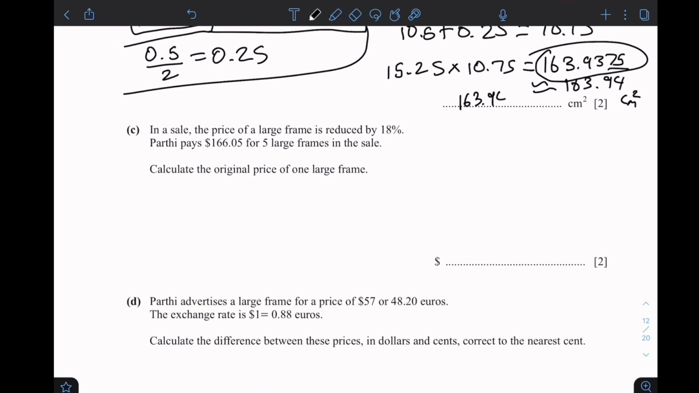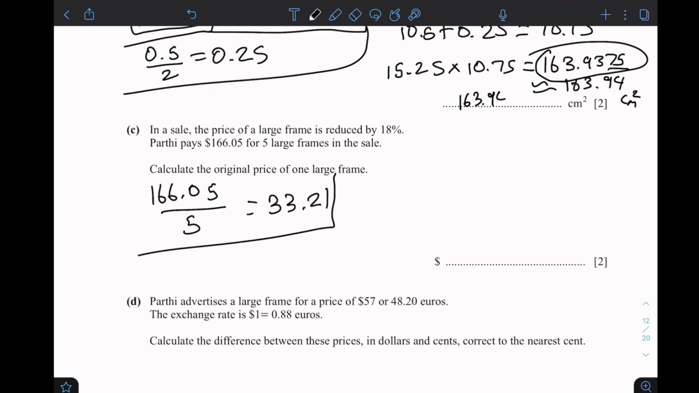In a sale, the price of a large frame is reduced by 18%. Party pays $166.05 for large frames in the sale. So first calculate the price of one frame, which is equal to $33.21. This is not the final price, this is actually the discounted price.